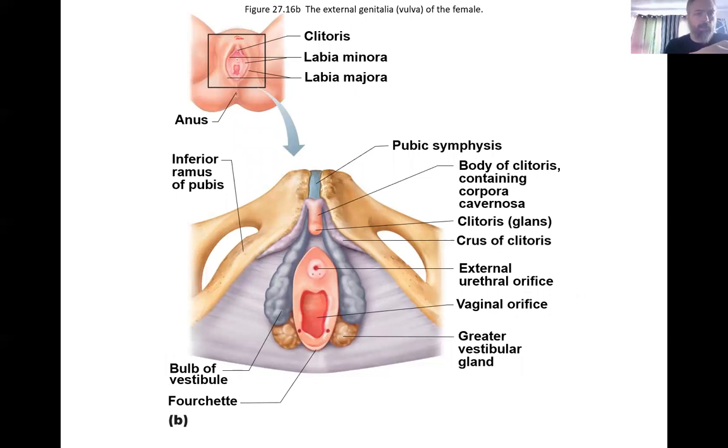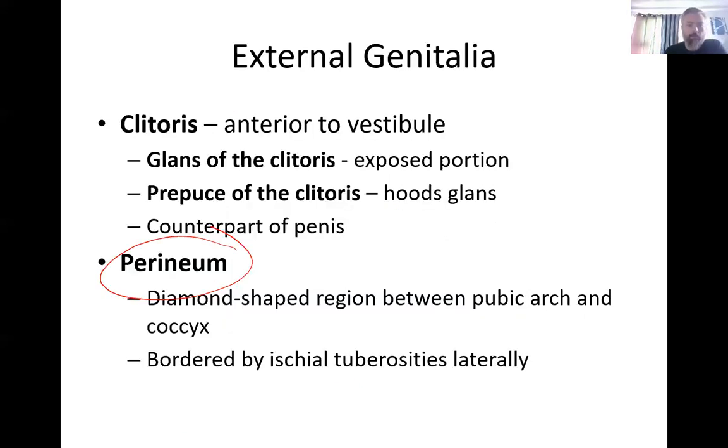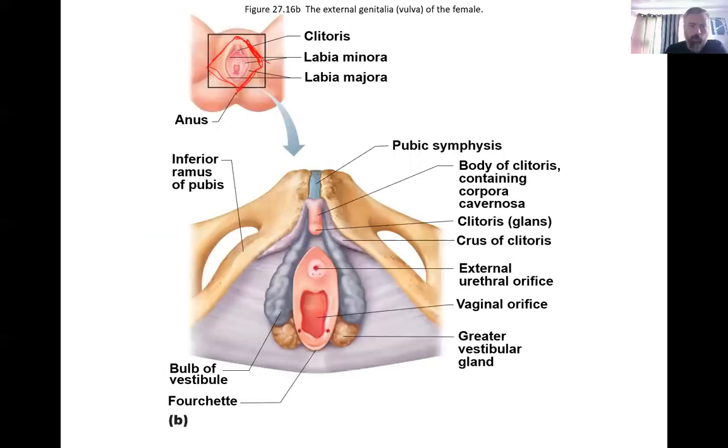So the pubic symphysis sits there. This is the perineum here. Okay. And it basically just contains all of this stuff, right? So the ischial tuberosities are here, pubic symphysis there, coccyx behind. That gives us the four corners of our perineum.